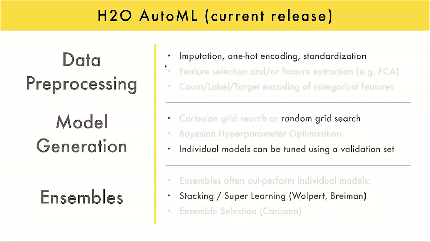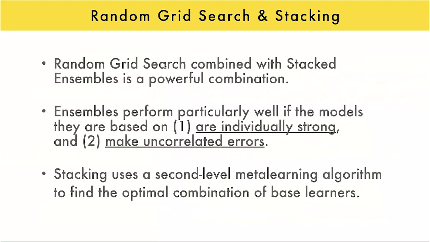And in terms of model generation, what we do right now is random grid search, and then we individually tune the models using a validation set. Then for ensembles, we use stacking, and stacking and random grid search work really well together, and that's kind of why we took this approach. We also took this approach because this is exactly what we already have in H2O, so it really worked well that we had all the pieces that we wanted, and anything beyond this, we have to build new into H2O. And so I mentioned this: random grid search and stacking work really well together.